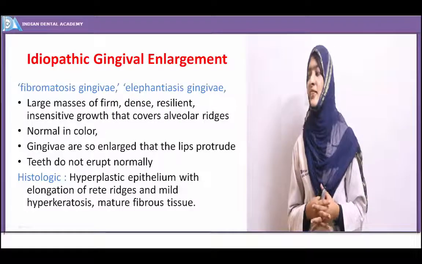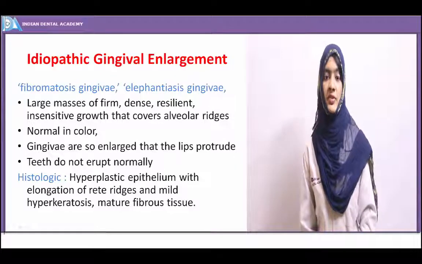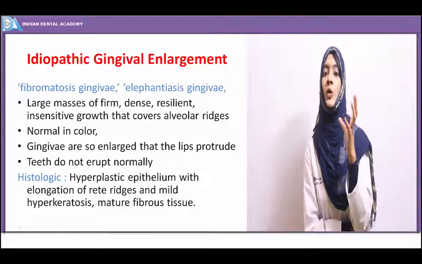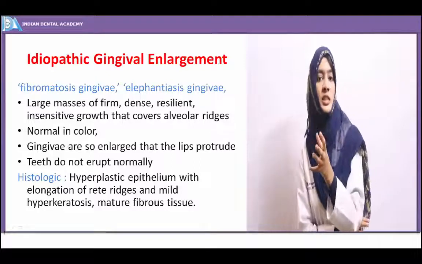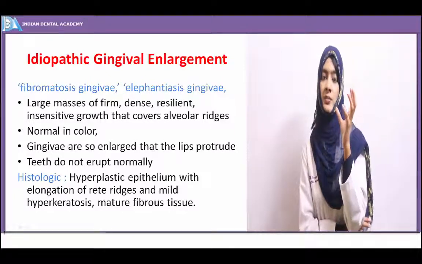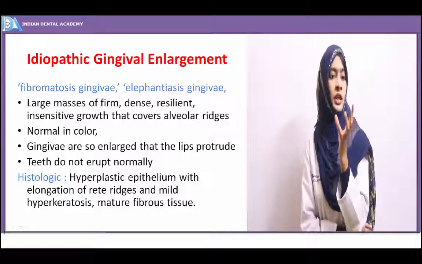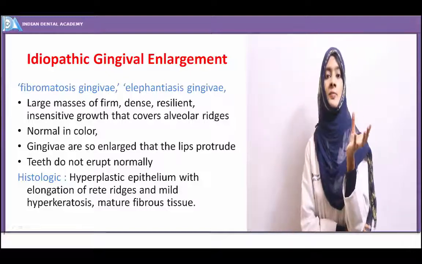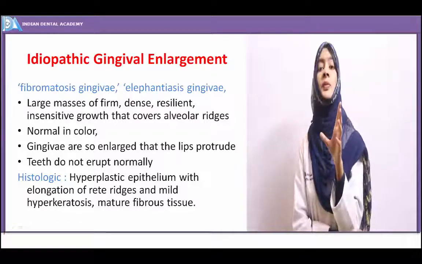Okay, idiopathic gingival enlargement is also known by the names fibromatosis gingivae or elephantiasis gingivae. So what happens is sometimes the gingiva just become enlarged without any obvious cause. Both children and young adults may be affected. Before the deciduous teeth erupt, or at the time of eruption of deciduous teeth, the gingiva sometimes become dense and fibrous in nature. It is extremely resistant, and the teeth just do not erupt into the oral cavity. Large masses of dense, firm, resilient tissue just cover the alveolar ridges, and they are normal in color.